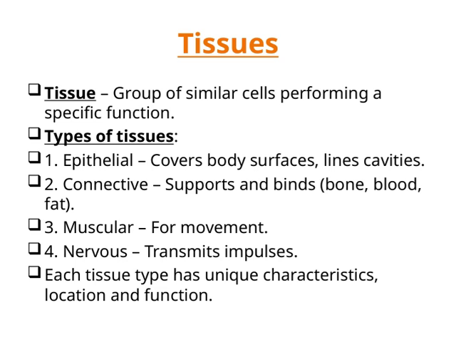Finally, nervous tissue transmits impulses, allowing communication within the body. It's important to understand that each tissue type has distinct characteristics, specific locations, and specialized functions. Recognizing these differences helps us appreciate how the body is organized and functions seamlessly as a whole.